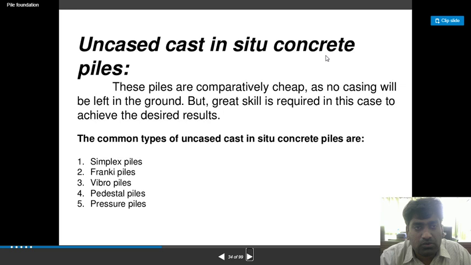Uncased cast in situ concrete piles. These piles are comparatively cheap as no casing will be left in the ground, but great skill is required in the case to achieve the desired result. The common types of uncased cast in situ concrete piles are simplex pile, Franki pile, vibro piles, pedestal pile and pressure piles.